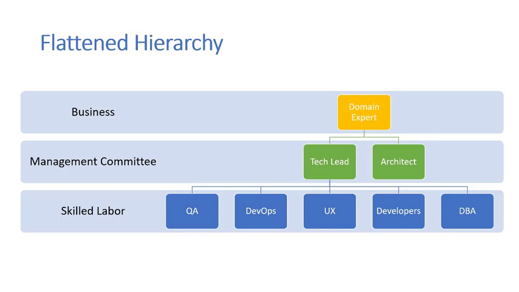The developers, the DBA experts, the UX designers, the DevOps, the QA, etc. They are all directly reporting to the tech lead, and the tech lead is working in conjunction with other tech leads and architects to figure out what is the most important thing that these developers and the skilled labor can be working on. And that's basically the extent of the hierarchy, right?